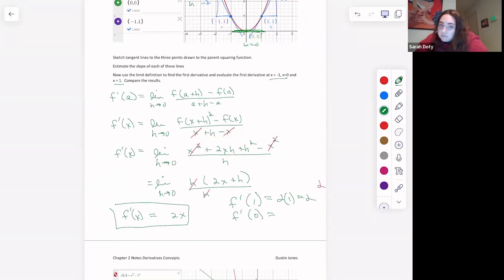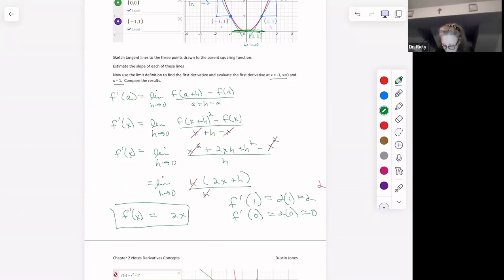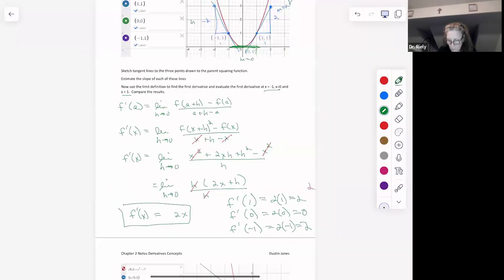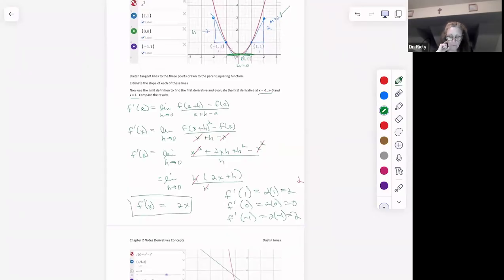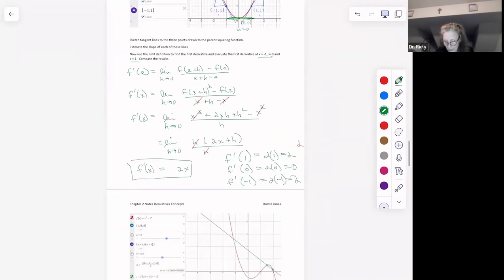Plug in your 0, that's going to give you 2 times 0, or 0, which is when the slope was in the middle there, when it was flat. And then the last one, when you evaluate it, you get -2. So it all works out. So when you take a parabola, you can find every slope by just plugging in the x value to this expression.